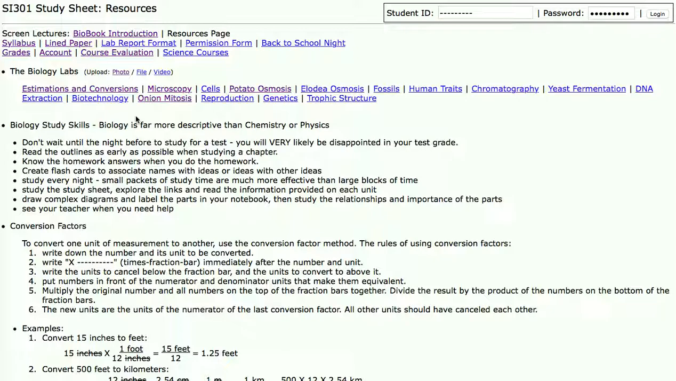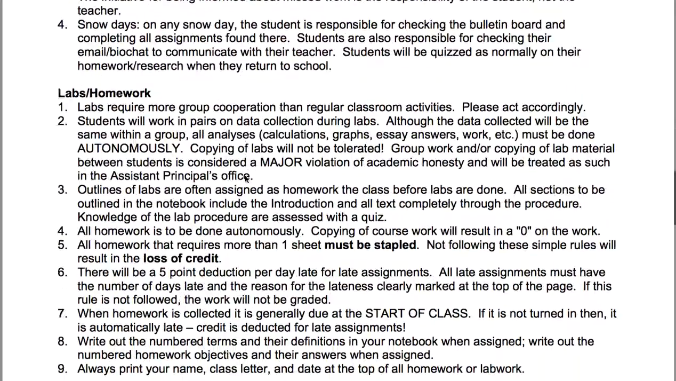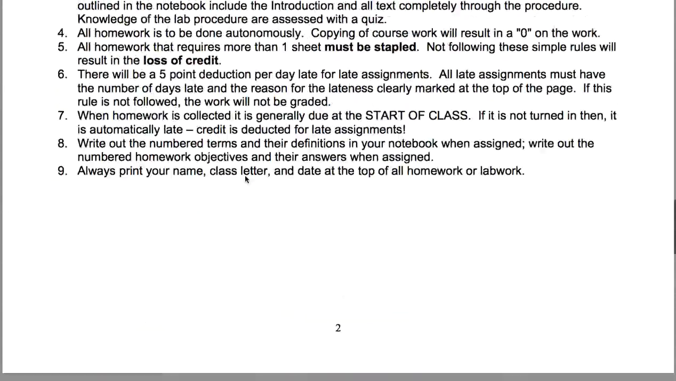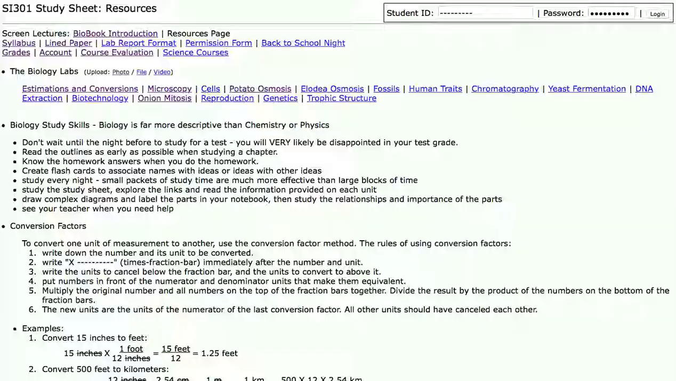This is the resources page that deals with general science skills in biology, and we'll come back to this throughout the year. You have a number of links on this page that are helpful to you. The screen lecture for the BioBook introduction is linked here. The syllabus of the course is linked here. If you click on this link, a PDF file will load. If your browser will not open this PDF file, you need to get to the IT department and have your browser plugin activated so that you can actually see the syllabus.